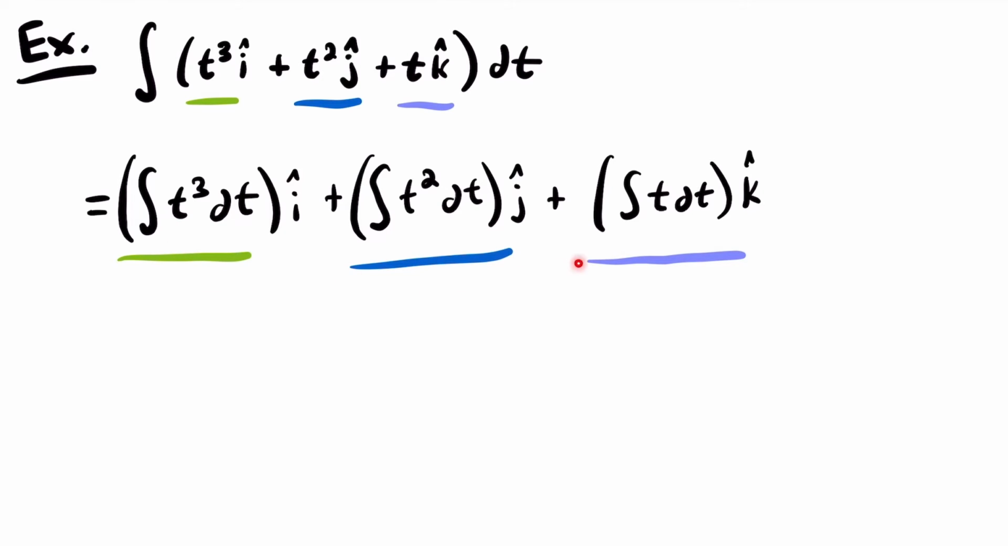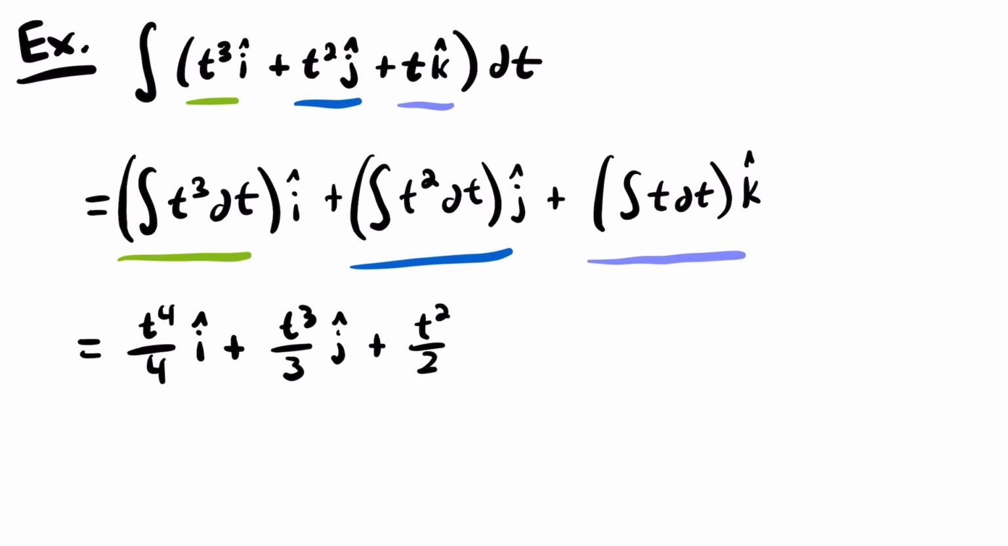And in each case for these three integrals, we are going to be using the most basic integration rule, which is the power rule for integration. You want to add 1 to the exponent and then divide by that new exponent. So this will be equal to t to the 4th power divided by 4, and that's multiplied by i. Then we will have t cubed divided by 3, and that's multiplied by j. And then we have t squared divided by 2 times k. All right, you just add 1 to each of those exponents and divide by that new exponent.